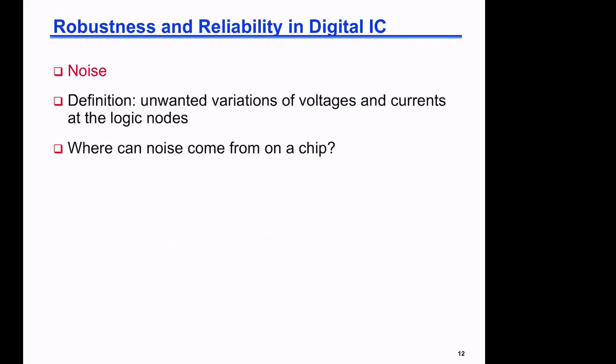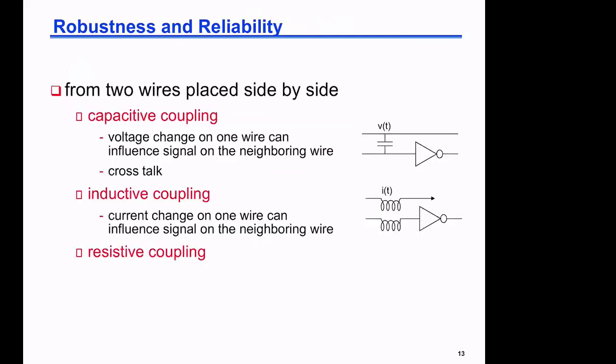Great. What is the definition of noise? Noise means I'm getting unwanted variations of the voltage or the current at the logic nodes. Meaning the 1 is not a perfect 1 or the 0 is not a perfect 0. So the first question that we ask ourselves: where does noise come from on a chip? Let's look here. We have different components on the chip.